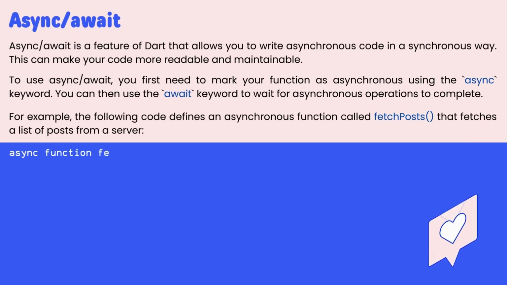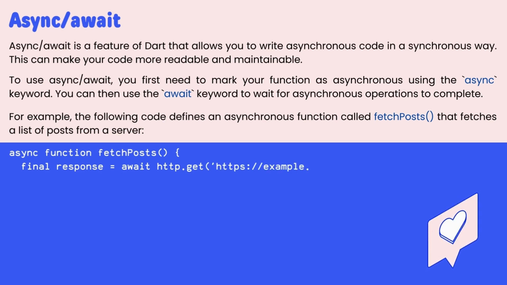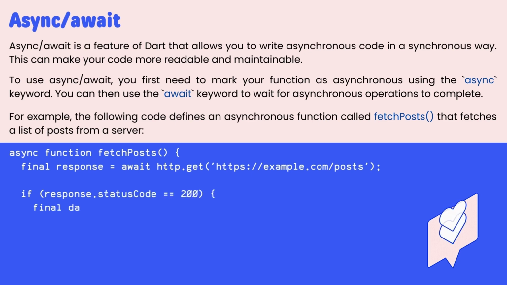Async await. Async await is a feature of Dart that allows you to write asynchronous code in a synchronous way. This can make your code more readable and maintainable. To use async await, you first need to mark your function as asynchronous using the async keyword. You can then use the await keyword to wait for asynchronous operations to complete.